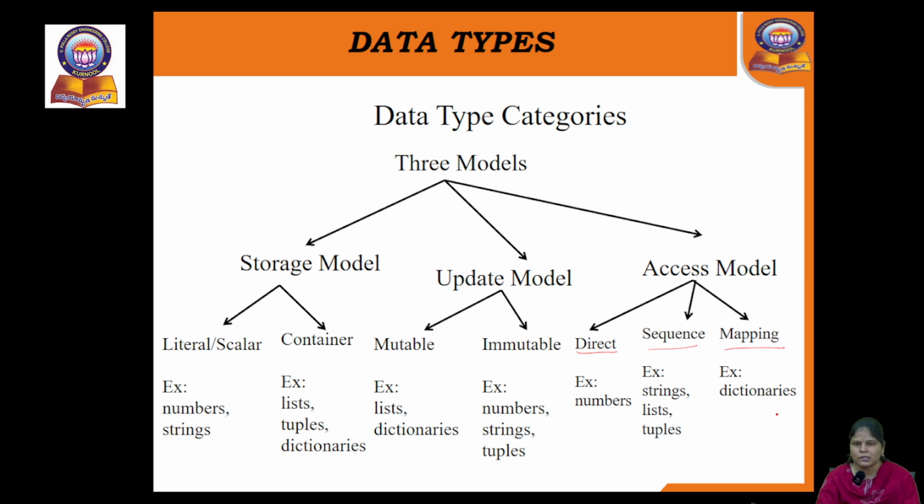And in dictionaries, the values are stored as key-value pairs. The elements in dictionaries are stored in the form of key colon value. If you want access to any value, it is accessed based upon its key. Every key will be mapped with its own value. That's why dictionaries come under the mapping access model. Of all these data types, we mainly concentrate on numbers, strings, lists, tuples and dictionaries.